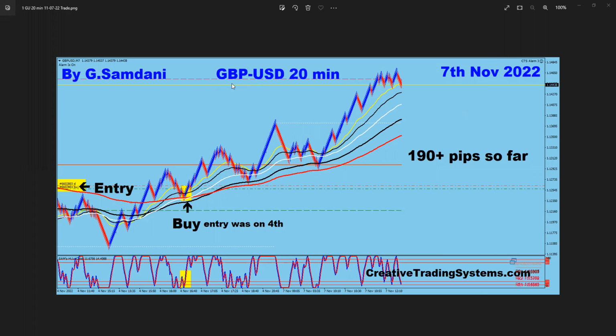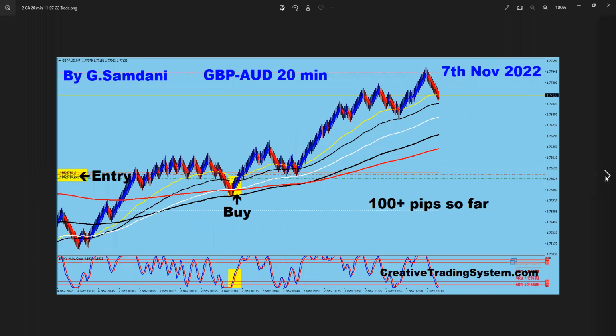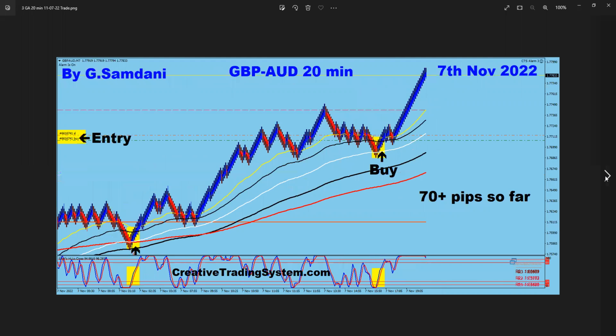This is the first trade, GU for 190 pip. You can see the entry with this yellow mark. All my trades are like that according to this setup. So this is GU for 190. This is GA for 100 pip, buy order. Another one the same day, GA for 70 pip.